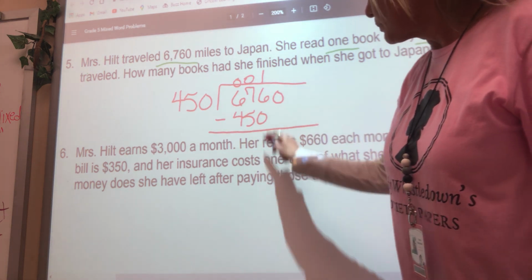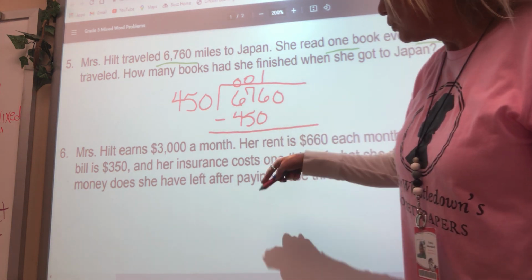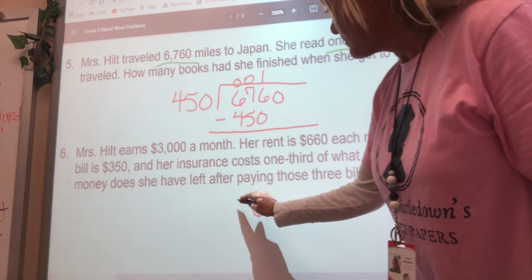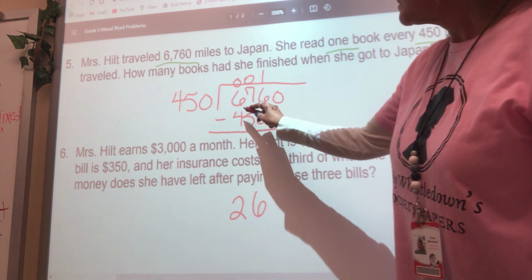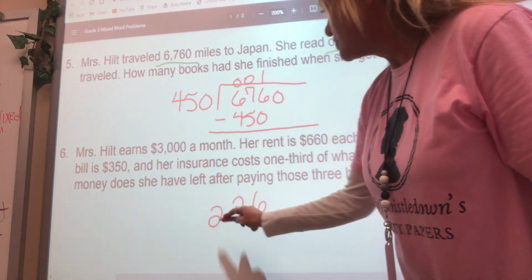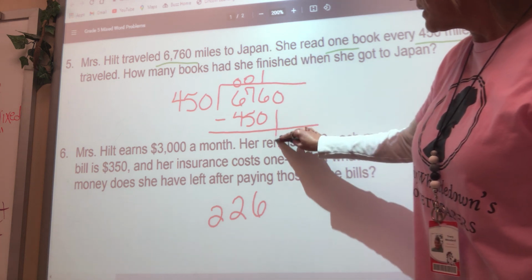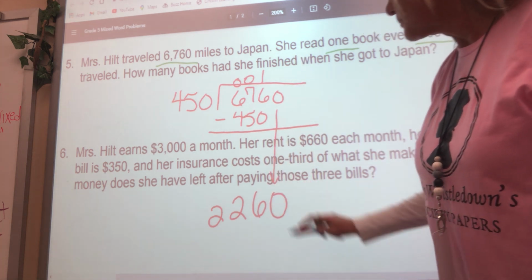6 minus 0, I'm going to drop it down here so you can see through the words. 6 minus 0 is 6. 7 minus 5 is 2. And 6 minus 4 is 2. Now we still have one remaining digit, so we have to drop that 0 down.